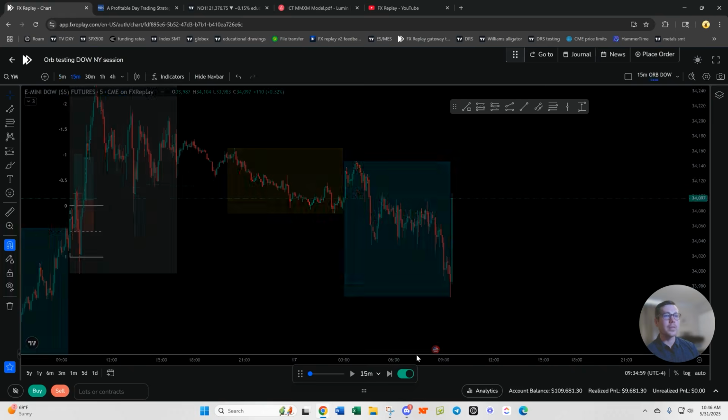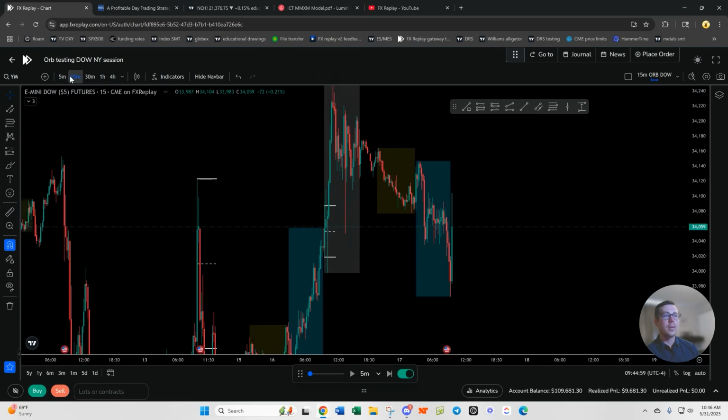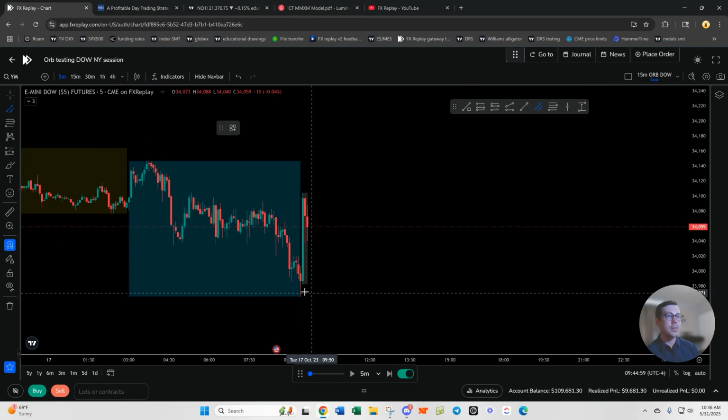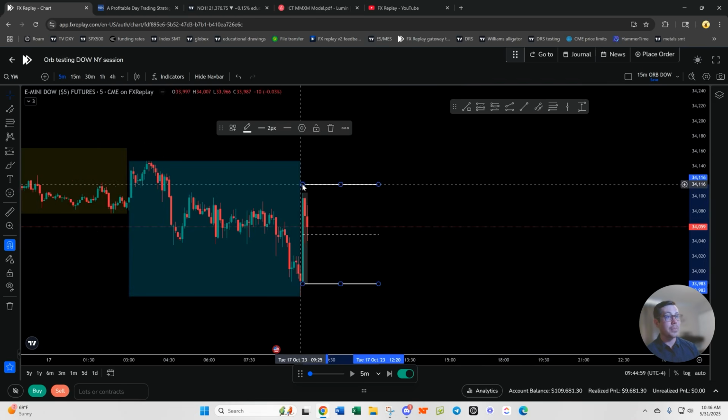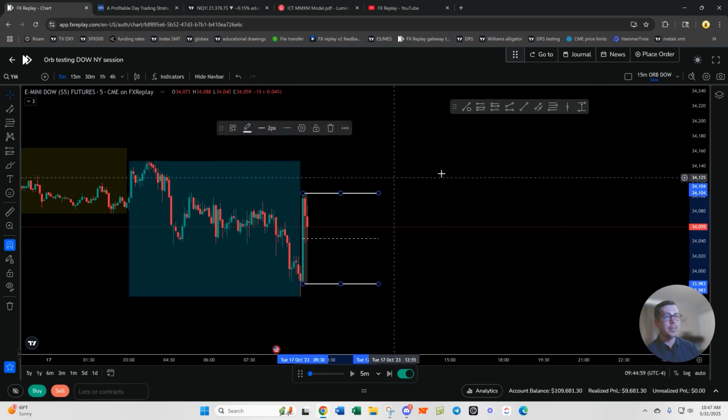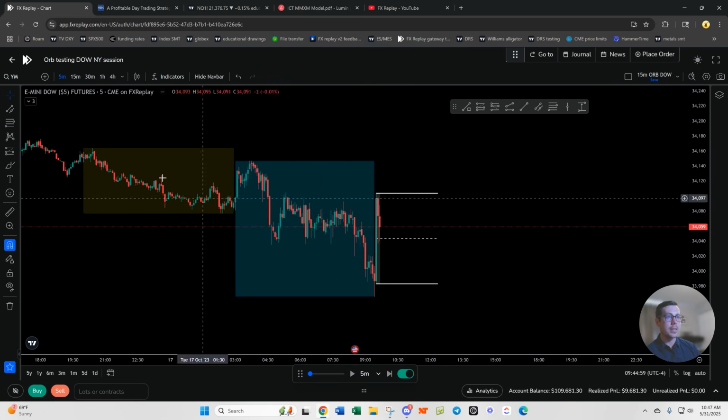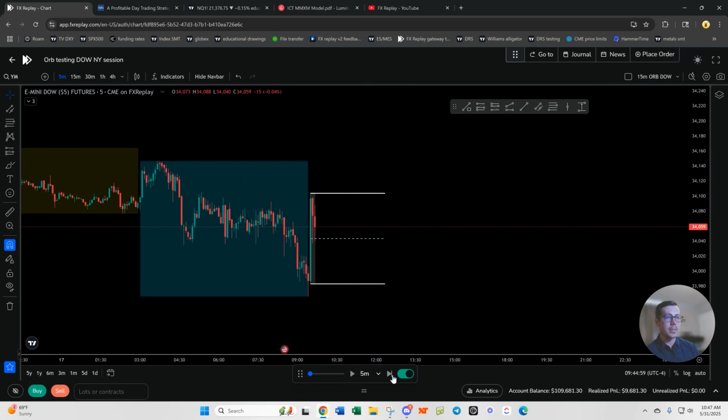All right, so first 15-minute candle. Let's draw out our opening range. It's these 3 candles right here. Again, pretty big ORB. This may be another reason we don't want to take this, because the opening range is pretty huge in this case.